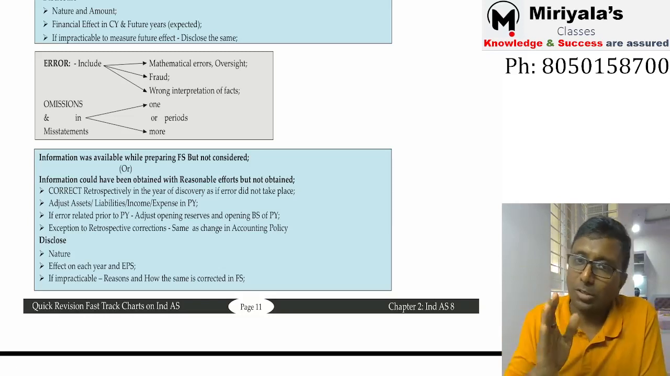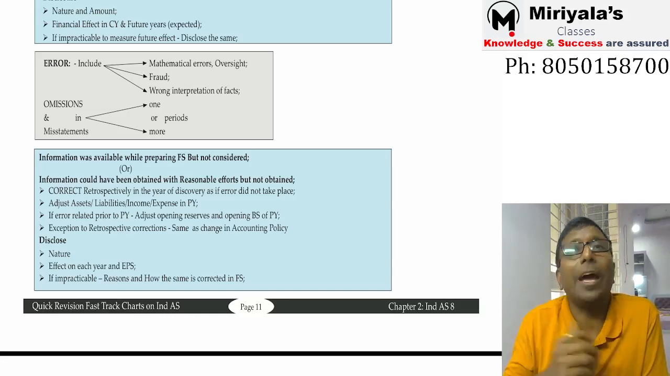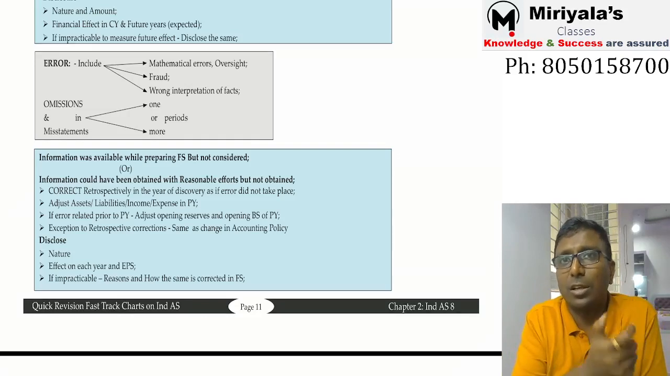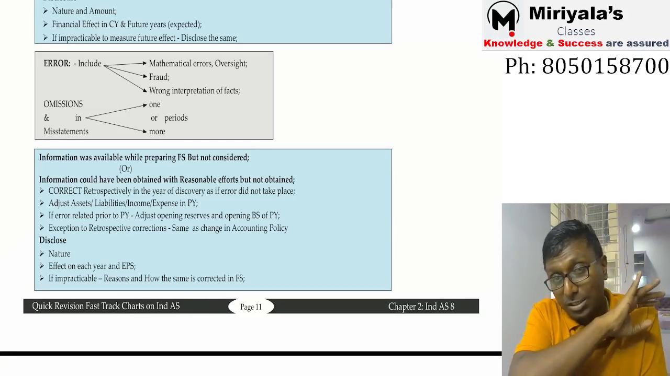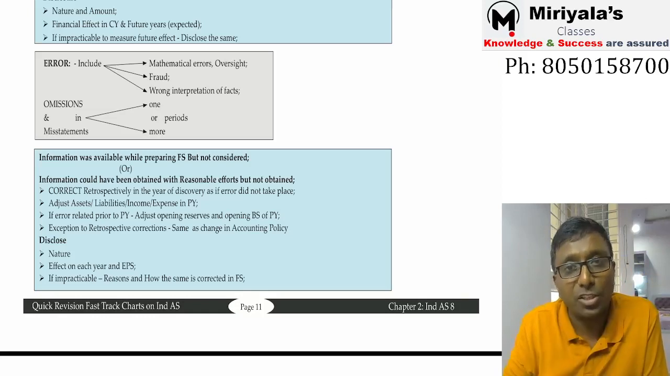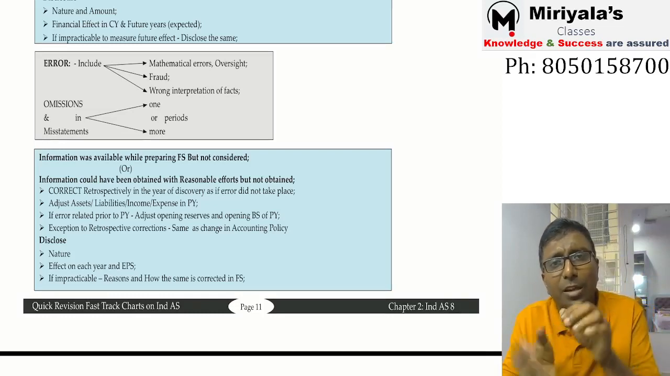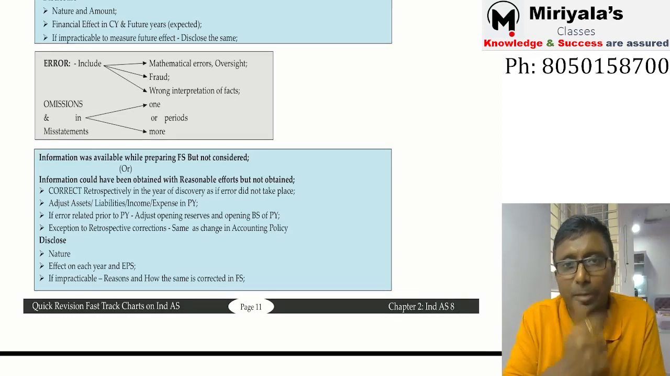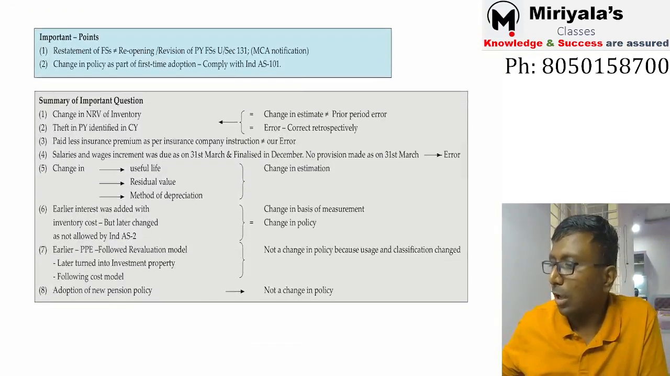Nothing, simple. You are supposed to retrospectively restate the financial statements. Retrospectively restate in the sense as if the error did not happen. If the error is related to last year, then go and change the numbers of the previous year. If the error is related to before the previous year, then you are supposed to adjust in the opening balance sheet itself. It may have an impact on an asset or liability, and obviously the remaining amount will be impacted in the retained earnings. That is how it is going to happen.